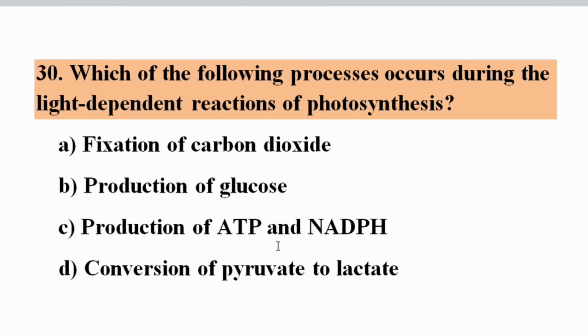Which of the following processes occurs during the light-dependent reactions of photosynthesis? The right option is Charlie, production of ATP and NADPH.